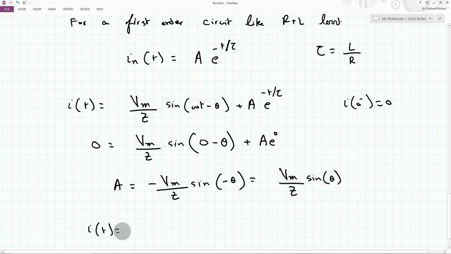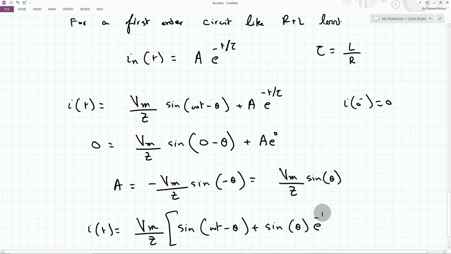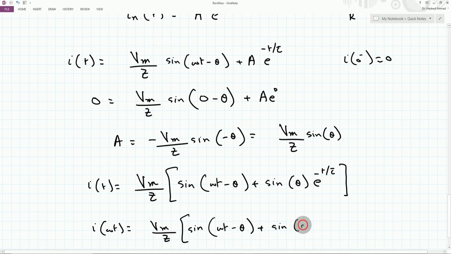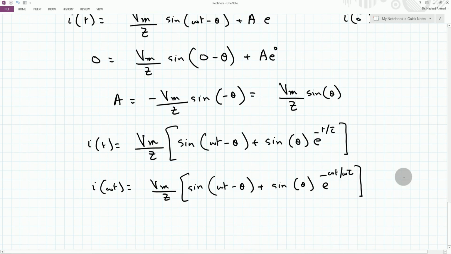So now if I substitute it back into the above equation for i(t), then i(t) becomes equal to Vm over Z [sine(omega t minus theta) plus sine theta e raised to the power minus t over tau]. And in terms of omega t, this becomes equal to Vm over Z [sine(omega t minus theta) plus sine theta e raised to the power minus omega t over omega tau]. And this is valid only for the positive half cycle.